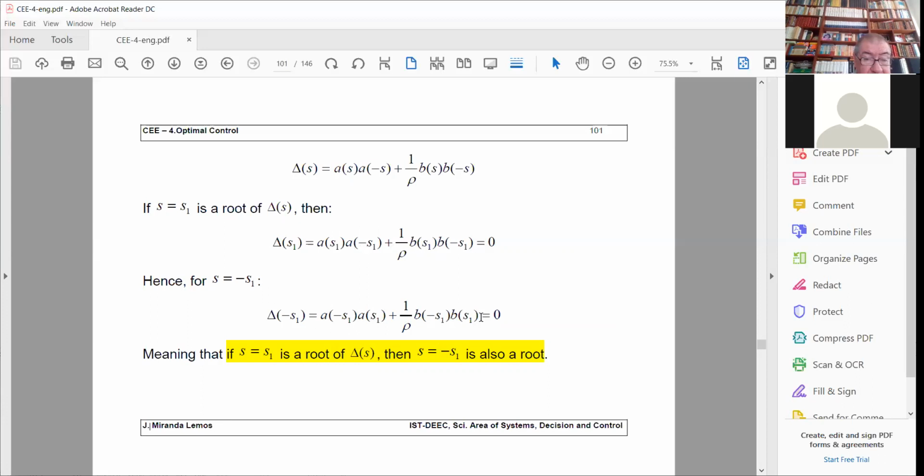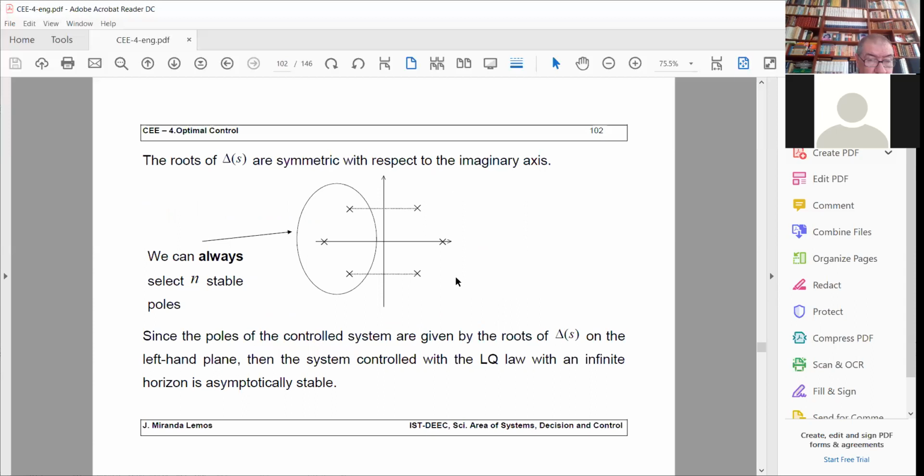The conclusion is that if you have a root, you always have the symmetric root with respect to the imaginary axis. So if s1 is a root, then minus s1 is also a root. You have this pattern of poles that are symmetric with respect to the imaginary axis. So you can always select n poles, roots of delta, in the left-hand plane. And it happens that these stable roots are the closed loop roots that correspond to applying the LQ state feedback gains.